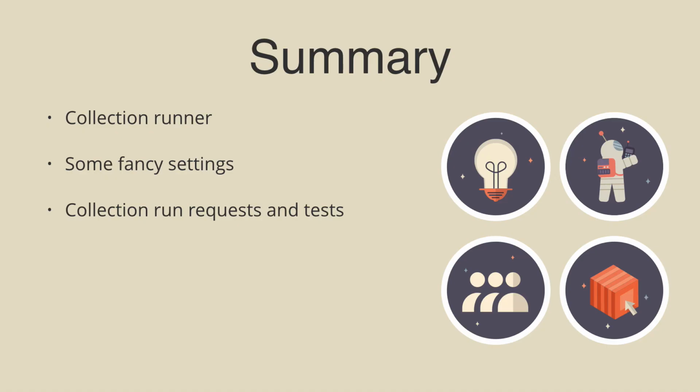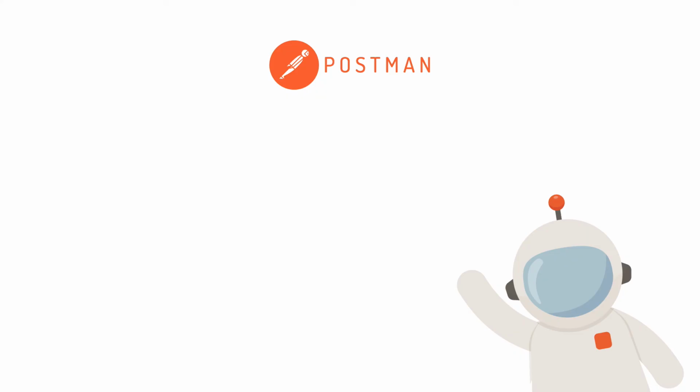So we talked about running a collection in the Postman app using the collection runner, some fancy settings for the collection run, and digging deeper into the requests and tests. At this point, we can extract data from one request and chain it together to send in the next request. Keep watching to find out how. You're almost done.